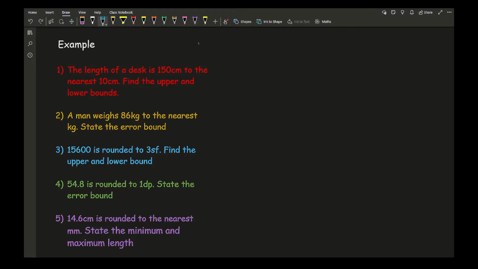Now, generally speaking, if you think of a scale going up in 10 centimeters, this is just another way of doing it. So I've got 140, 150, and 160. Now you're looking for the regions of where this desk length could be. So it's going to be halfway in between these, so here it's going to be 145 and 155, and any length between this region is going to be rounded to give you 150 centimeters. So the lower bound is 145 and the upper bound is 155.